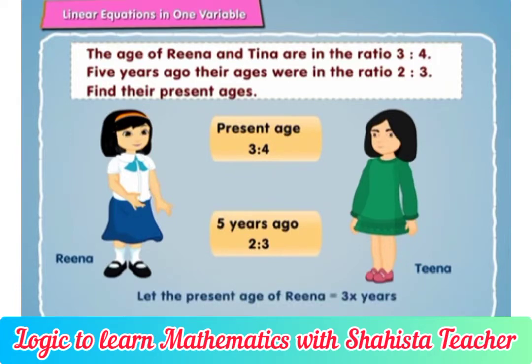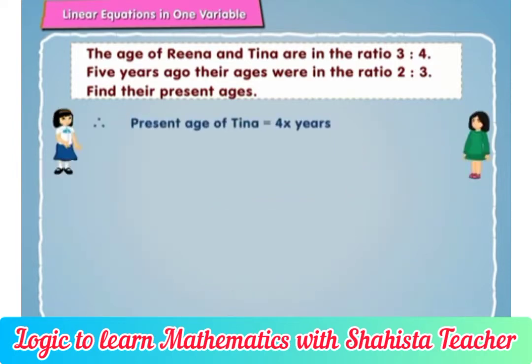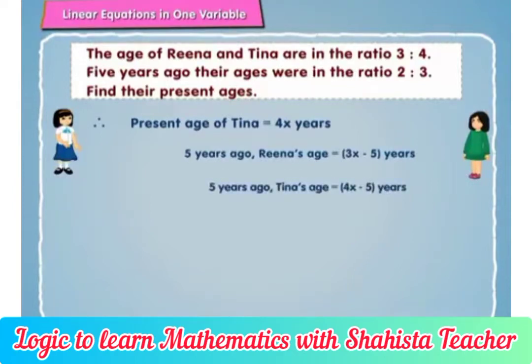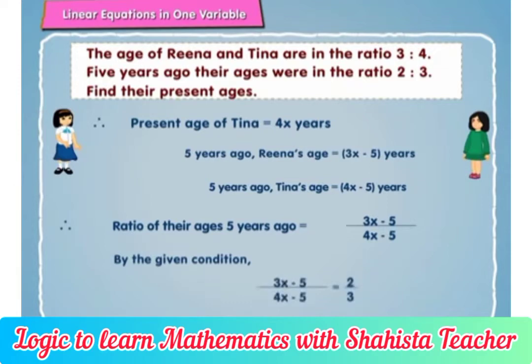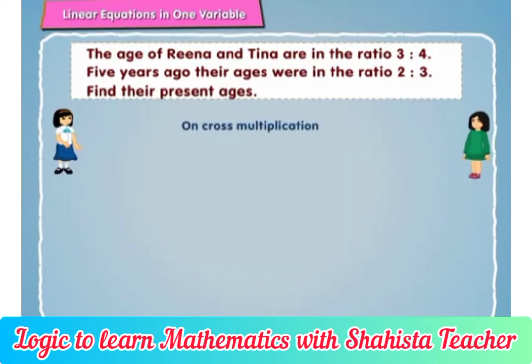Let the present age of Reena be 3x years and the present age of Tina be 4x years. It is not multiplication, it is 4x years. 5 years ago Reena's age is 3x minus 5 years, and 5 years ago Tina's age is 4x minus 5 years. So the ratio of their ages 5 years ago is 3x minus 5 upon 4x minus 5. By the given condition, 3x minus 5 upon 4x minus 5 is equal to 2 upon 3, as 2 upon 3 is the ratio 5 years ago.